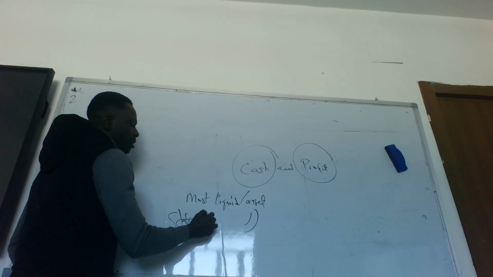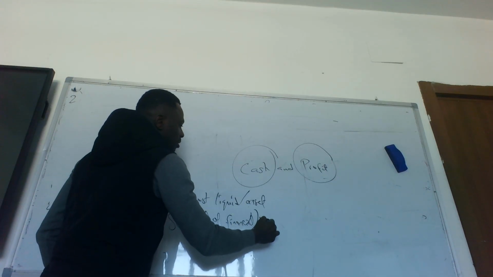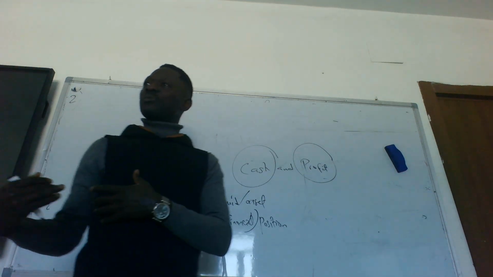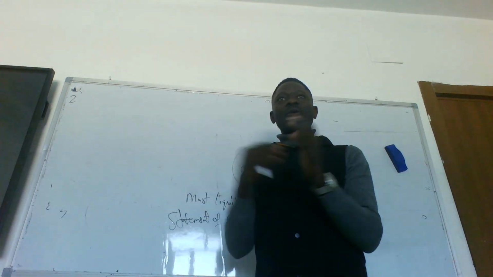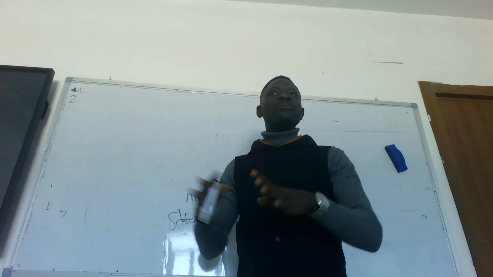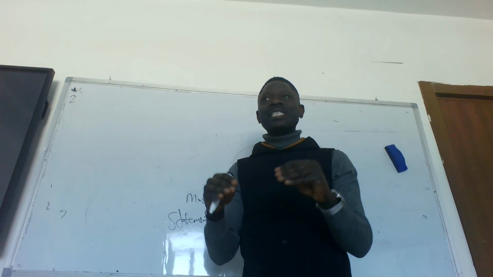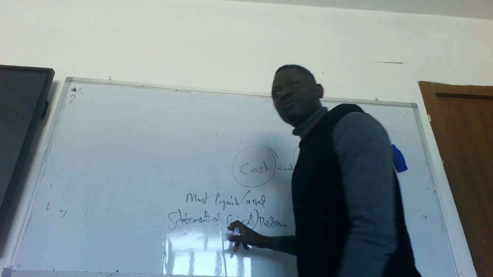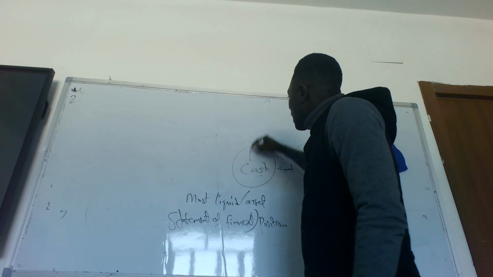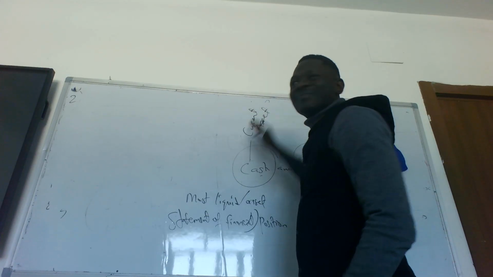Statement of financial position. And what is the statement of financial position? It is that account that talks about the assets, the liabilities, and the capital of a business. So whatever the worth of the business, the value of the business is known through the statement of financial position. And that is where we record cash, which is a current asset. That's cash.